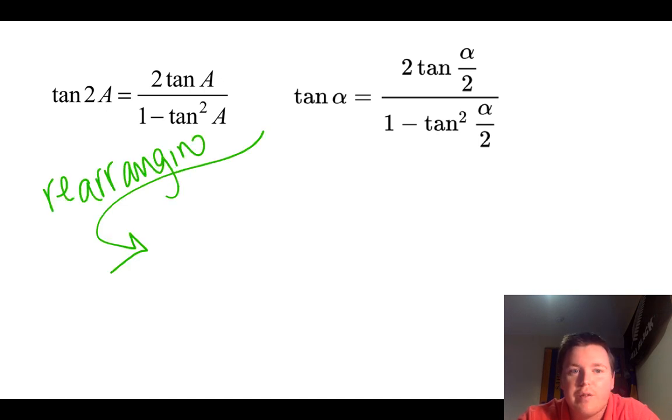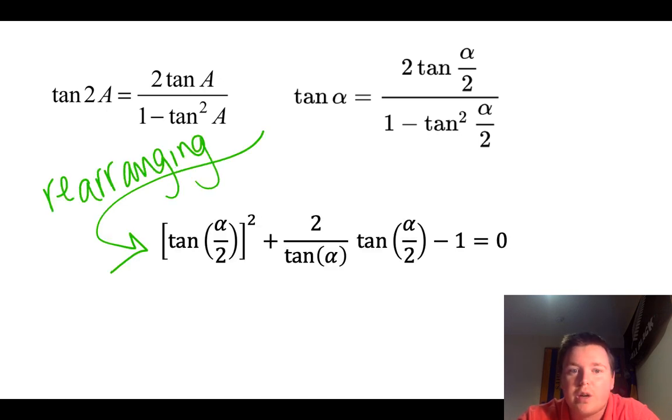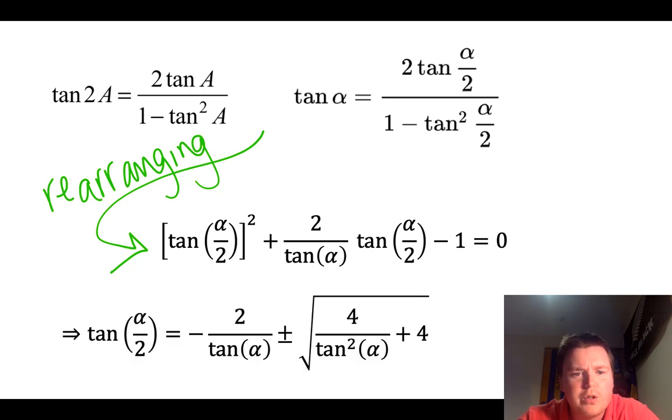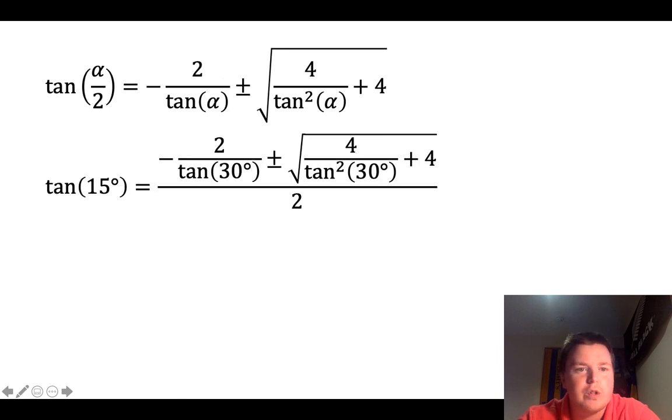So if we rearrange that formula, we actually get a quadratic in tan of alpha over 2, so we can use the quadratic formula. And when we do that, we now have a half angle formula. Meaning if we've got the value of tan alpha, then we can find the value of tan of alpha over 2. So we do that.